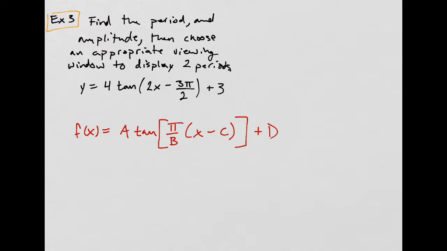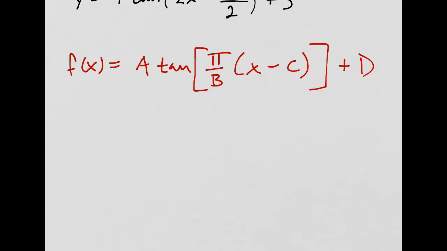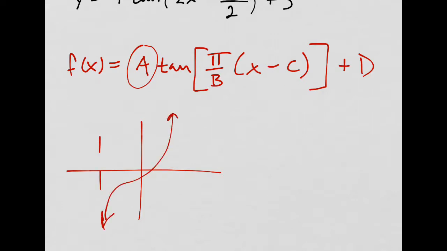So for the tangent general form, we have everything being the same except for the period, because the period of the normal tangent function is just pi. So what happens? A is the amplitude. However, remember, tangent looks like this, and there are asymptotes. So the A isn't really how far it goes up, but how much it's stretched compared to the original tangent function.